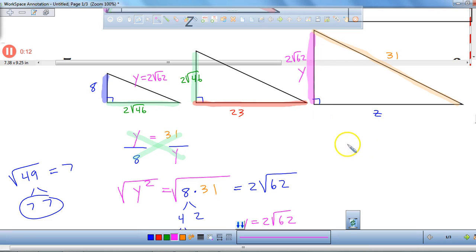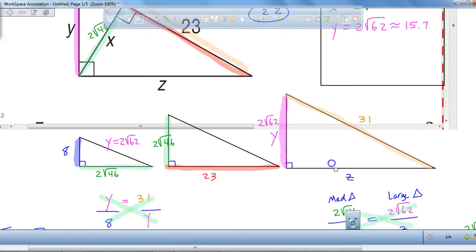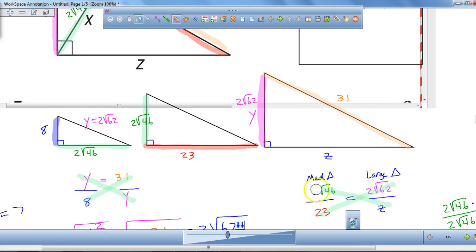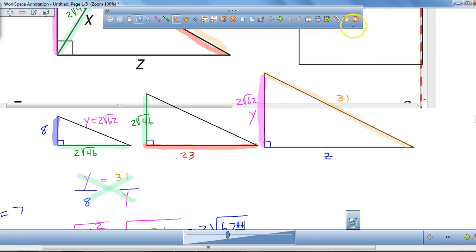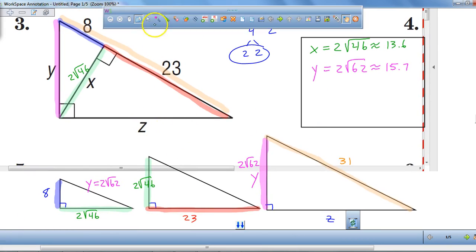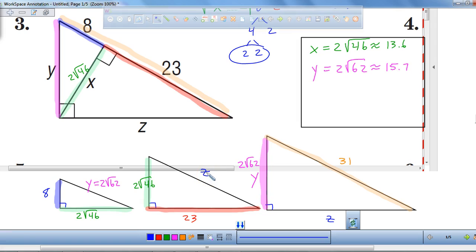So now what we are going to do is use the medium triangle and compare it to the large triangle. Now, in order to compare the medium triangle to the large triangle, we're going to make this a little bit easier to simplify. So right now, I want you to notice where this z is. This z is the hypotenuse of the medium triangle. So I'm going to put z right here. And what we're going to do is compare this hypotenuse to this side and set it equal to this hypotenuse to this side. It's probably the easiest way to compare it.